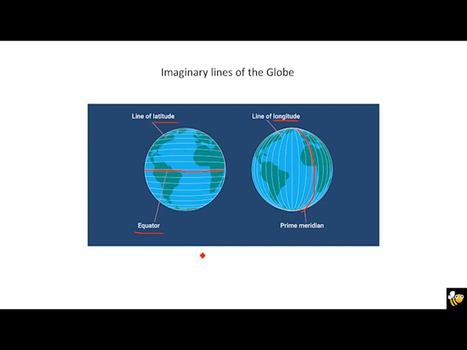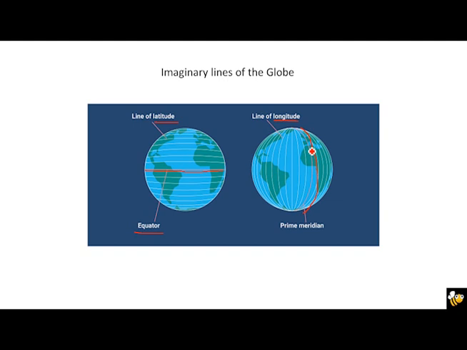The meridian which is present is called the prime meridian. Its value is 0 degree longitude. You are not able to understand, so I want to remove this. See this light red colored vertical rounded line which you are able to see now. This is known as the prime meridian.